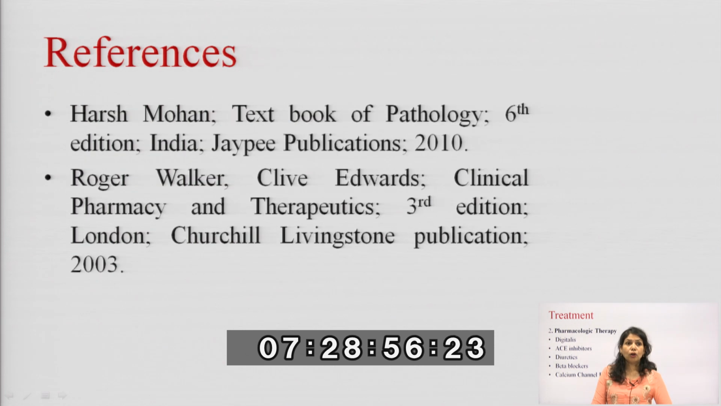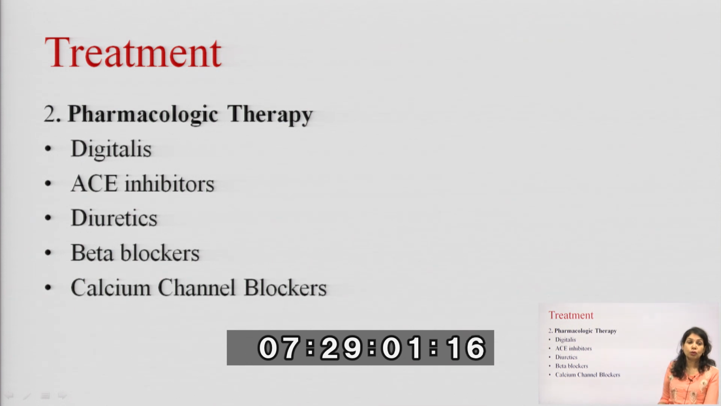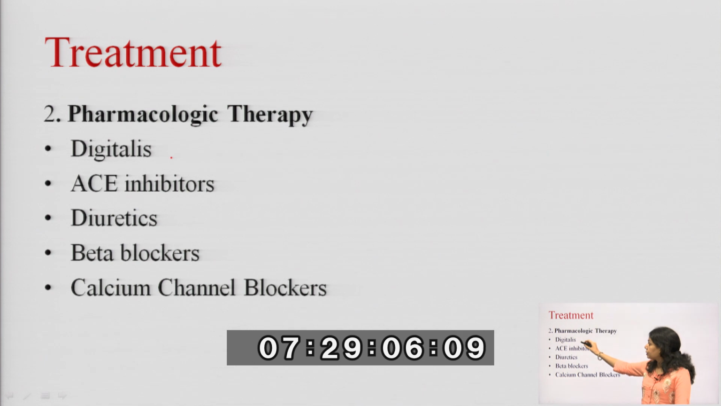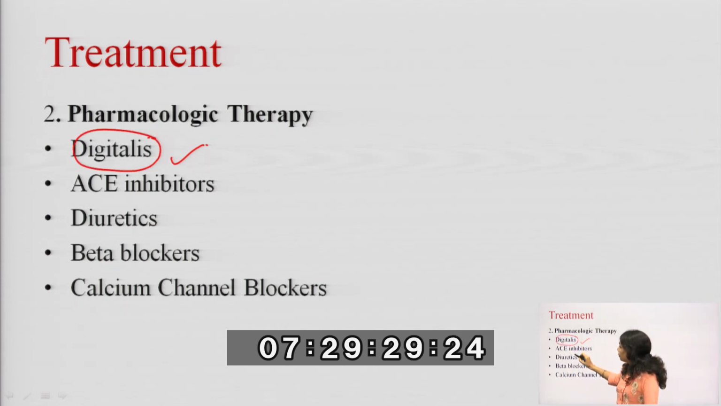Then the pharmacological therapy, that means what all drugs we have to give for the treatment of this congestive heart failure. So, you have to give digitalis. Digitalis is obtained from a natural plant, and the drug's basic active constituent is digoxin. It is a cardiac glycoside, it decreases the heart rate. So, digitalis we have to give, okay.